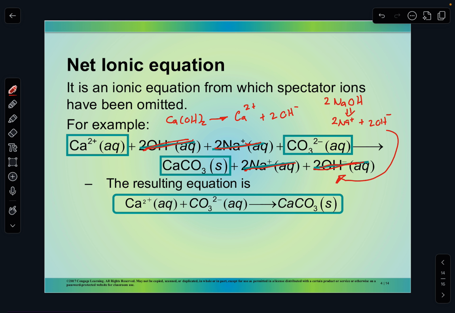And so we can write the equation CaCO3 to make CaCO3. And so it's like a net gross income in the same kind of way. The net is just taking out all of the differences, all of the things that don't matter. And so these things that are floating, that we're crossing out, these are called spectator ions. That's what those are.